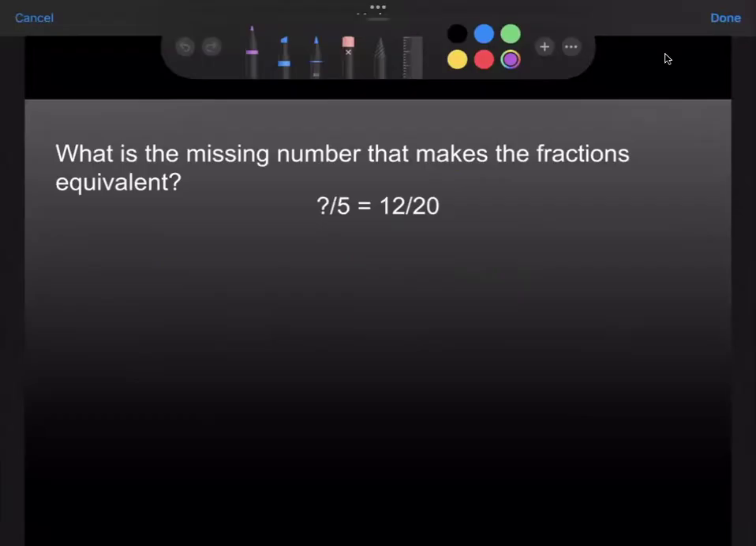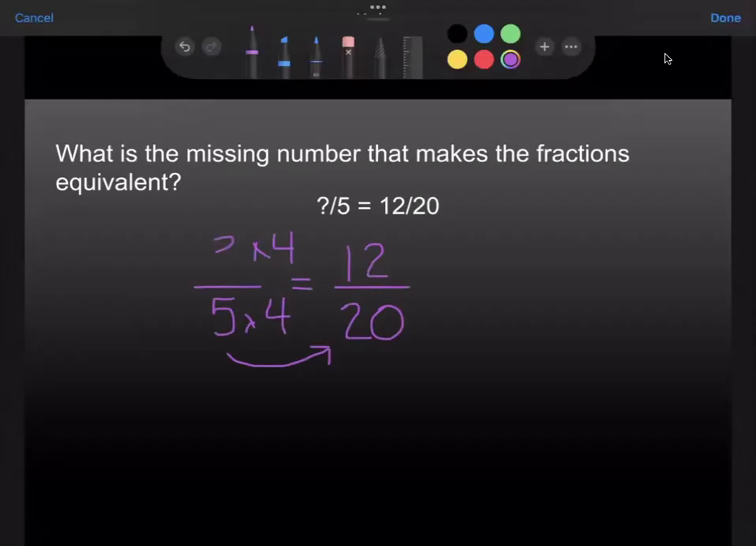Okay, here is our last example. For this example, we're going to find the missing number that will make these two fractions equivalent. So right now, this is something over 5 equals 12 over 20. I think for this one, because I can easily see that 5 times 4 gives me 20, I need to figure out what times 4 would give me 12. And the answer to that would be 3. So that means the missing number that makes these fractions equivalent would have to be 3.